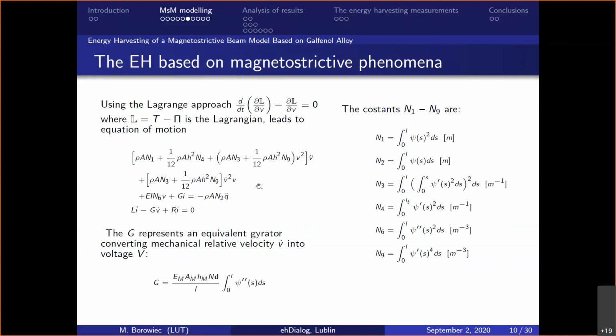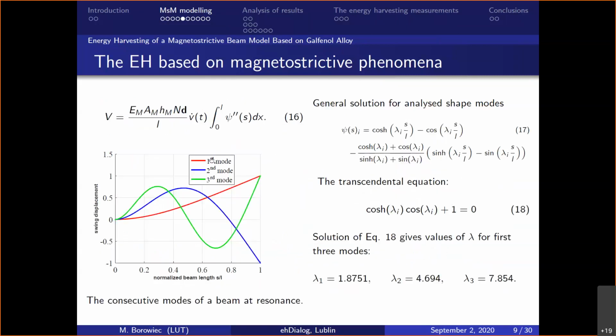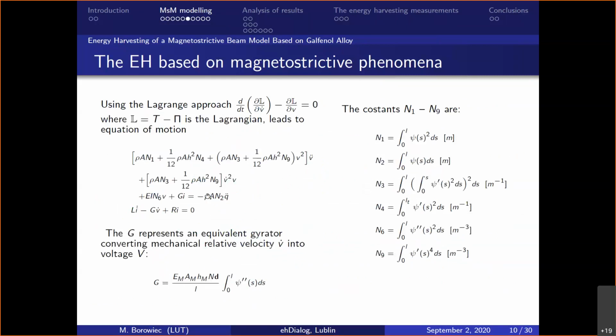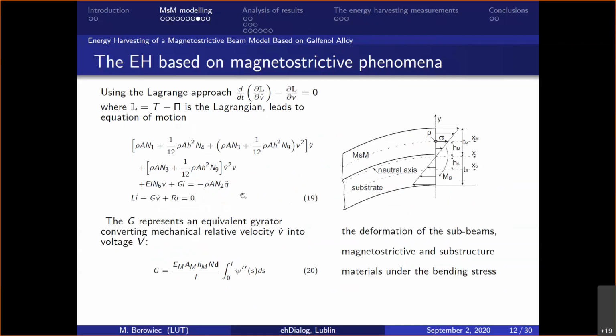Of course, there are several different effective constants from N1 to N9, which depend on the shapes which we analyze. Okay, and we calculate these shape constants to have the right equation of motion for our analysis in the numerical model.